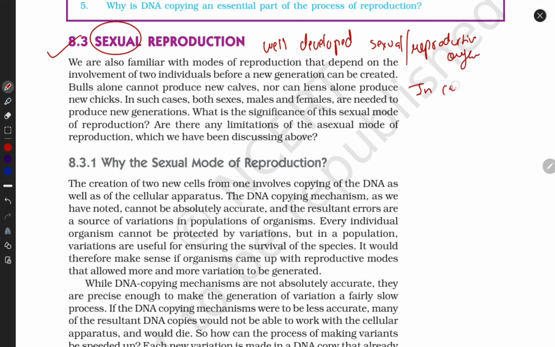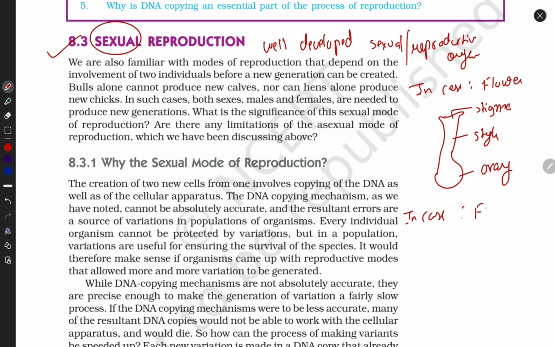In case we talk about a flower, they have this kind of female reproductive organ. This is stigma, this is style, this is ovary. And in a flower, if we talk about male, then it looks like this. We call it stamen. This is the anther part and this is the filament part.